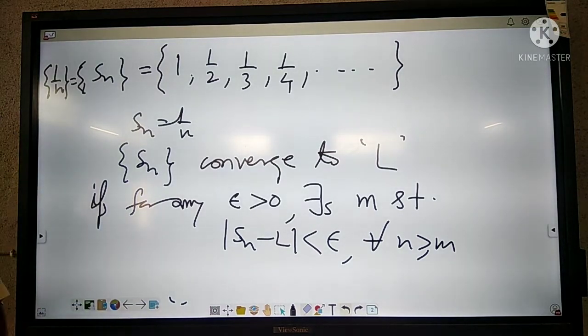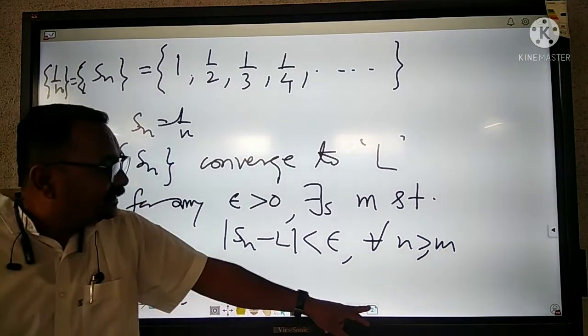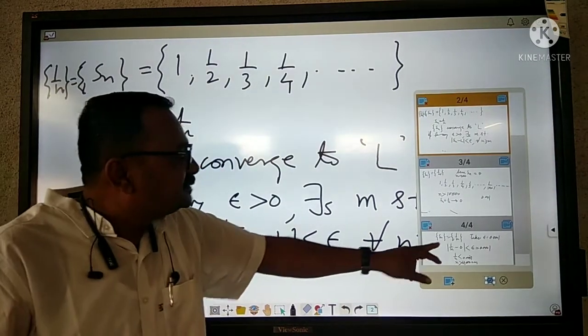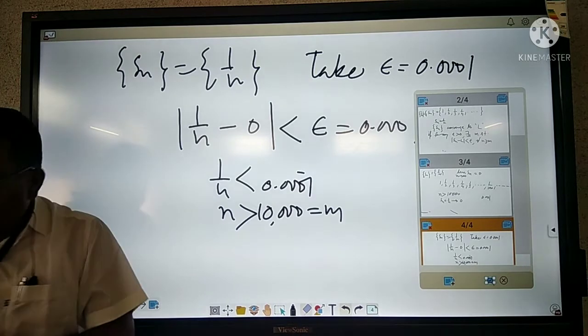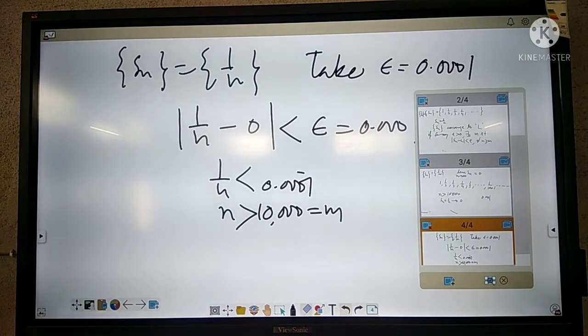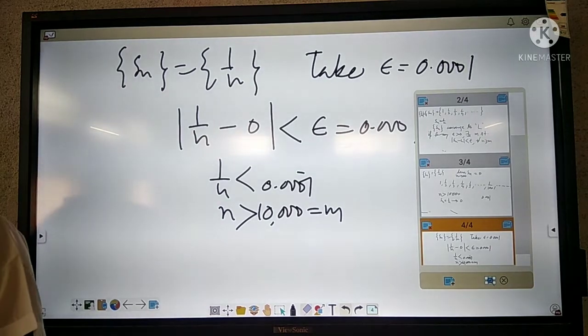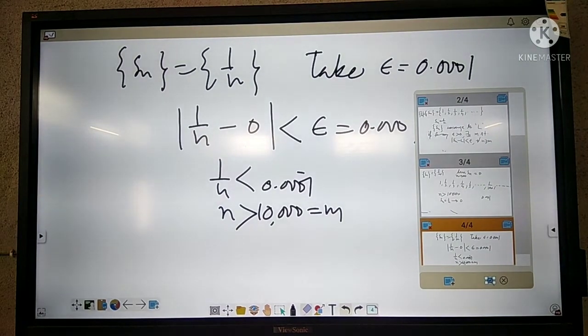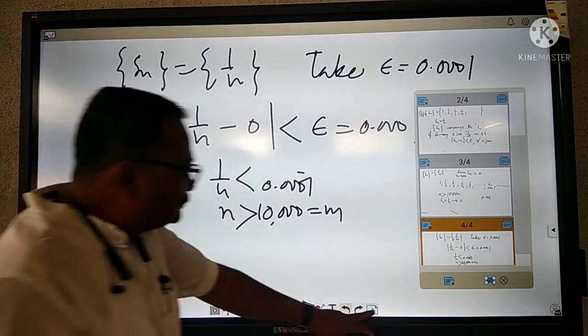So one thing we have seen is how the sequence 1 upon n tends to 0 as n becomes greater than m, whatever that number is. Okay. So that is another example.